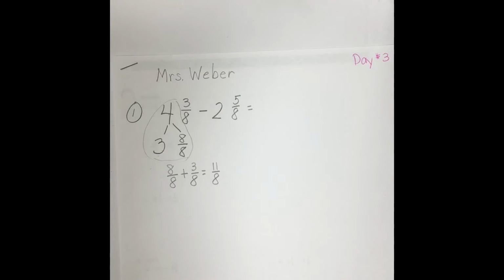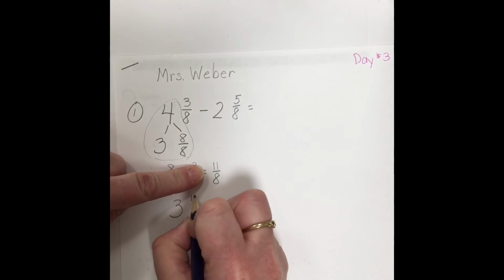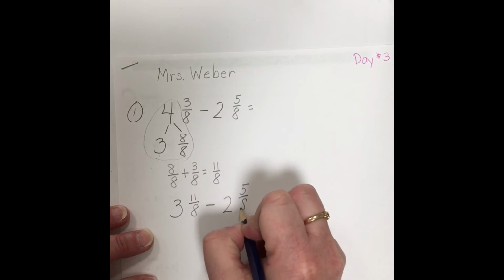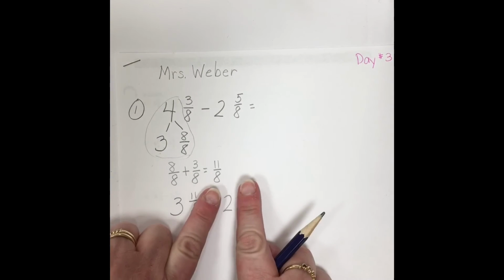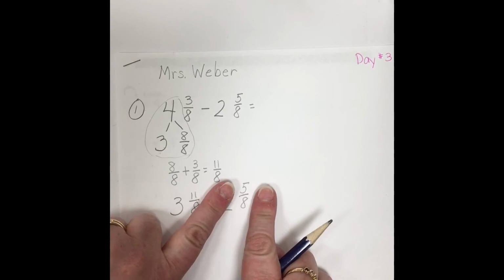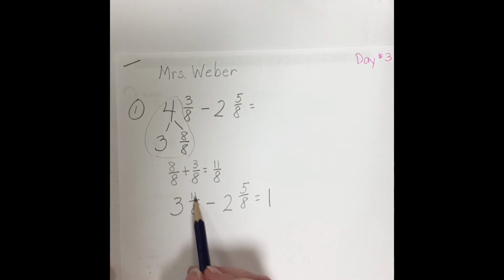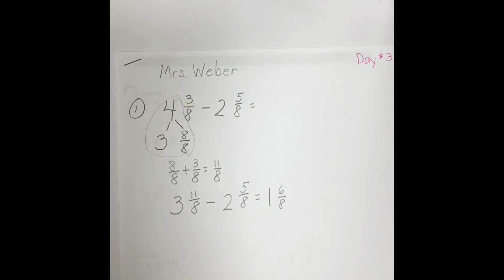So now what I'm really subtracting is 3 11/8 minus 2 5/8. Now I can subtract ones from ones and eighths from eighths. So 3 minus 2 is 1. 11/8 minus 5/8 is 6/8. So our difference is 1 6/8.